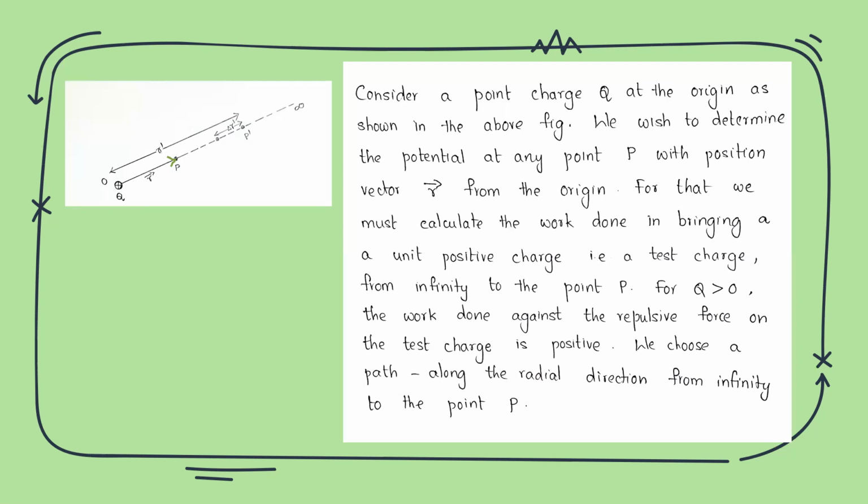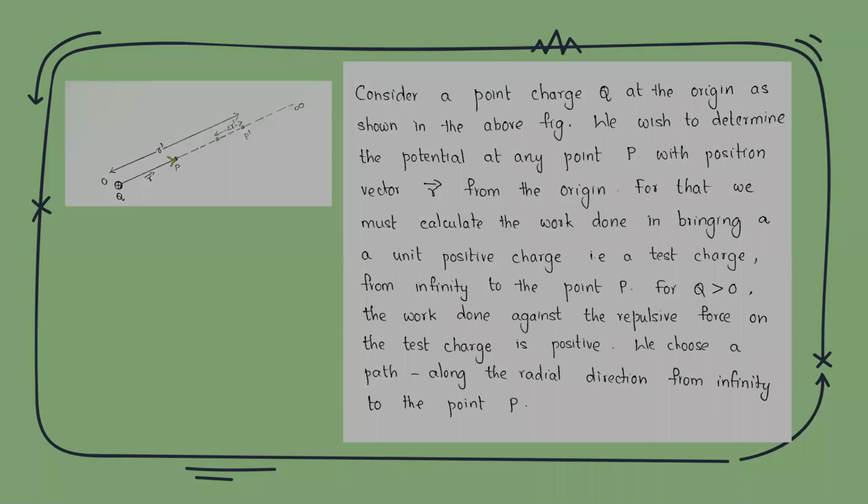Now we choose a path along the radial direction from infinity to the point P. You can select any path. As I told you earlier, it does not depend upon the path which we select. It depends upon the initial position and final position. But for simplicity, we have taken a straight line, the straight line going from Q, which is called the radial direction. We have selected the path in the radial direction from infinity to the point P.